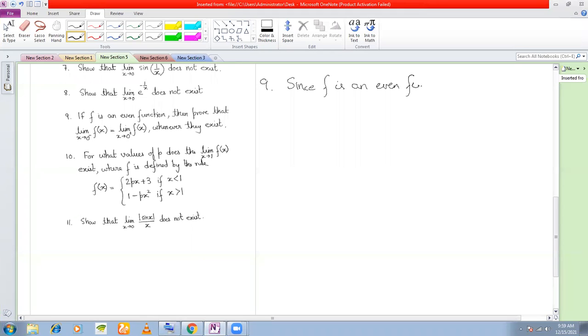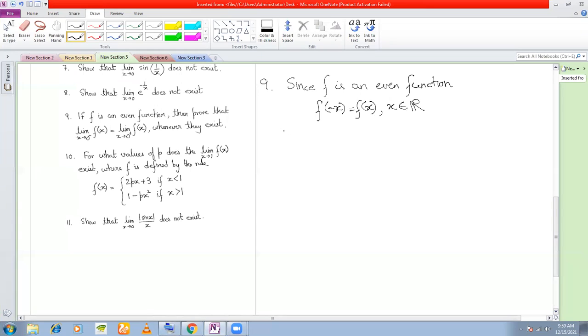Since f is an even function, okay, Smriti, I got it. You take the attendance. f of minus x is equal to f of x for x belongs to R. Okay, this is the definition of an even function. That is, f of minus x is equal to f of x for every x belongs to R.